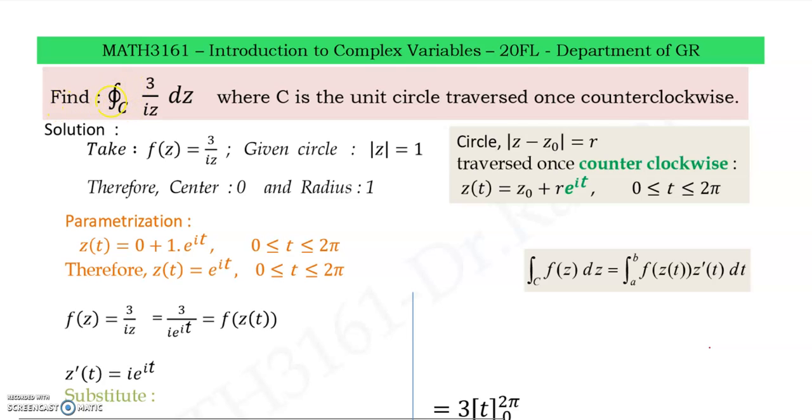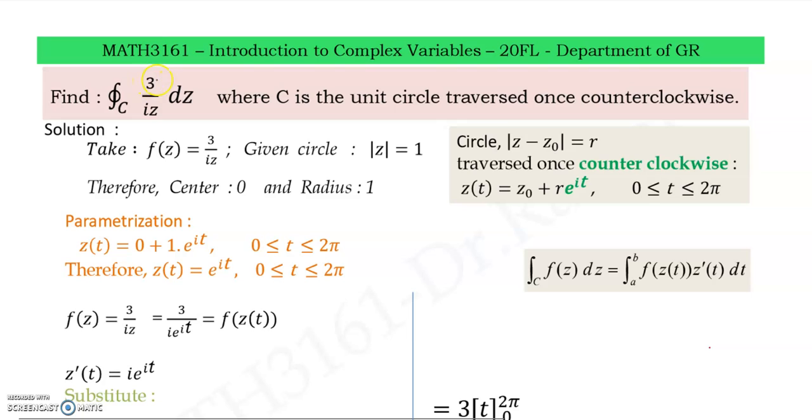Find the integral over C. Why do we put the small circle on the integral symbol? That is a closed smooth curve, which means we are going to deal with this contour C as a unit circle, and the circle is a smooth closed curve. That's why we put this small circle over the integration symbol.